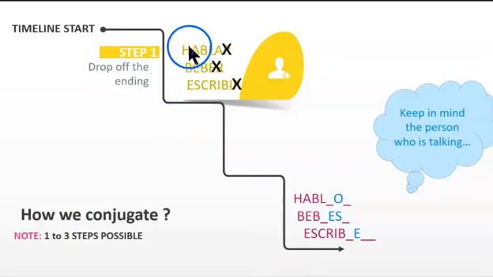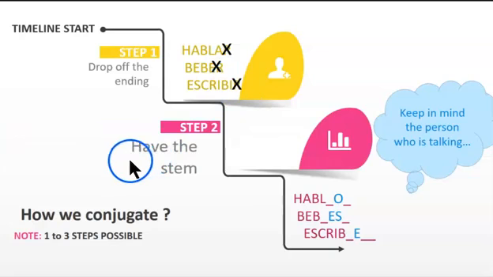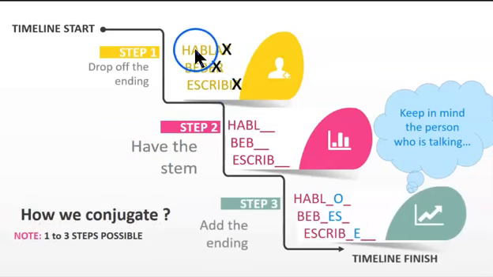So we have the verbs hablar, beber, escribir. All of these verbs end in different endings: AR, ER, and IR. We take out the AR, the ER, and the IR, and we have the stem. So the stem for hablar is habl, for beber is beb, and for escribir is escrib. And then we add the endings. Keep in mind, the ending tells us the person who is talking. Yo hablo, tú bebes, él, ella, and usted escribe.